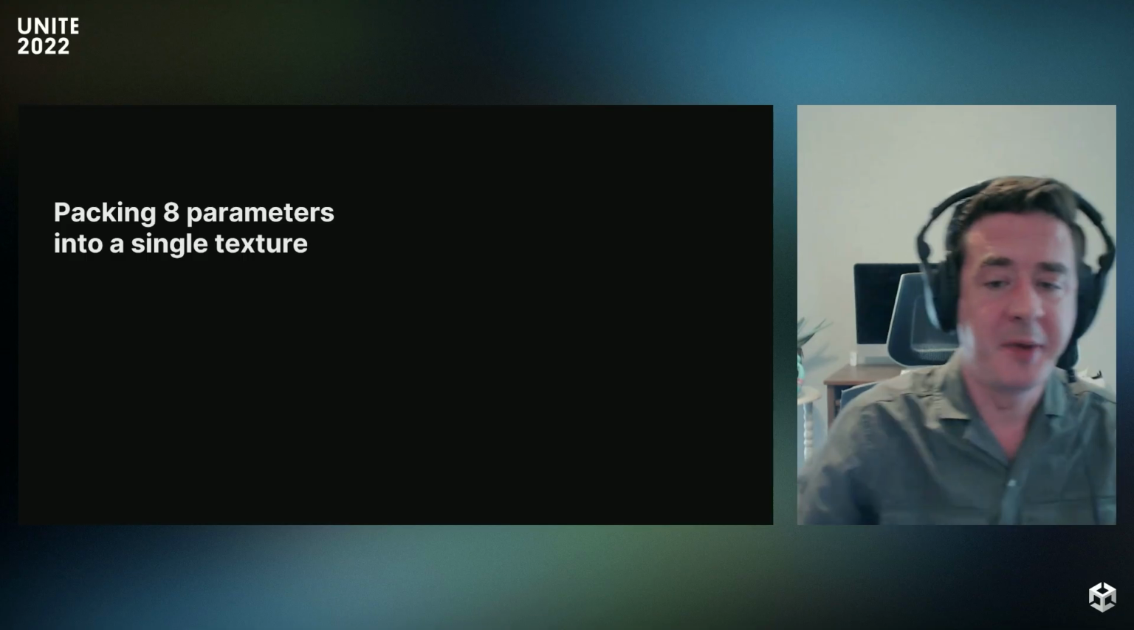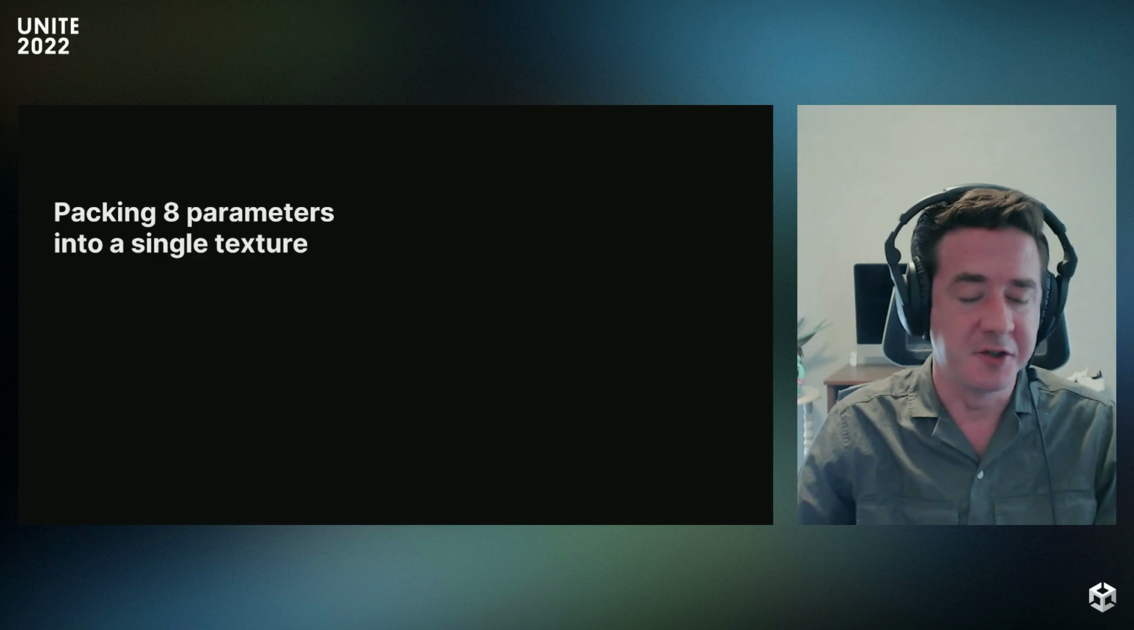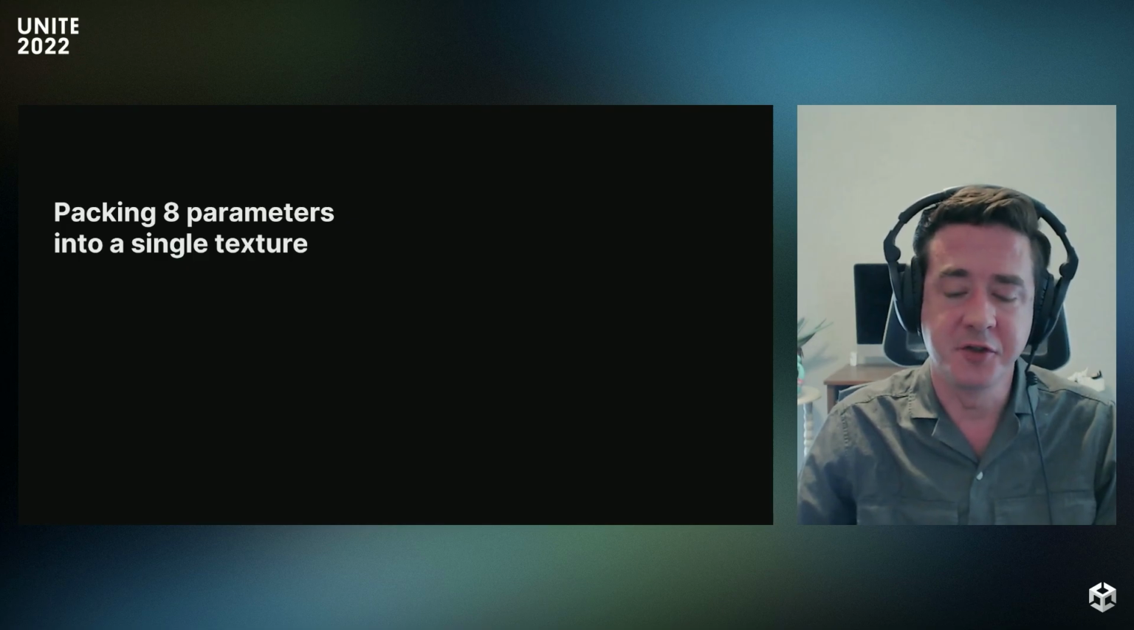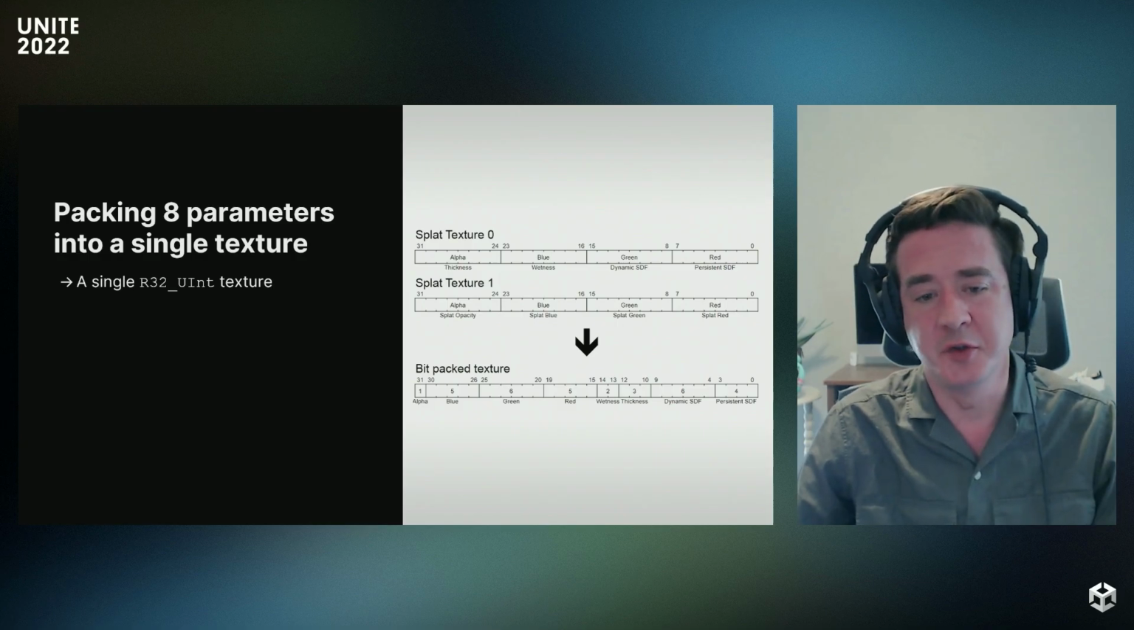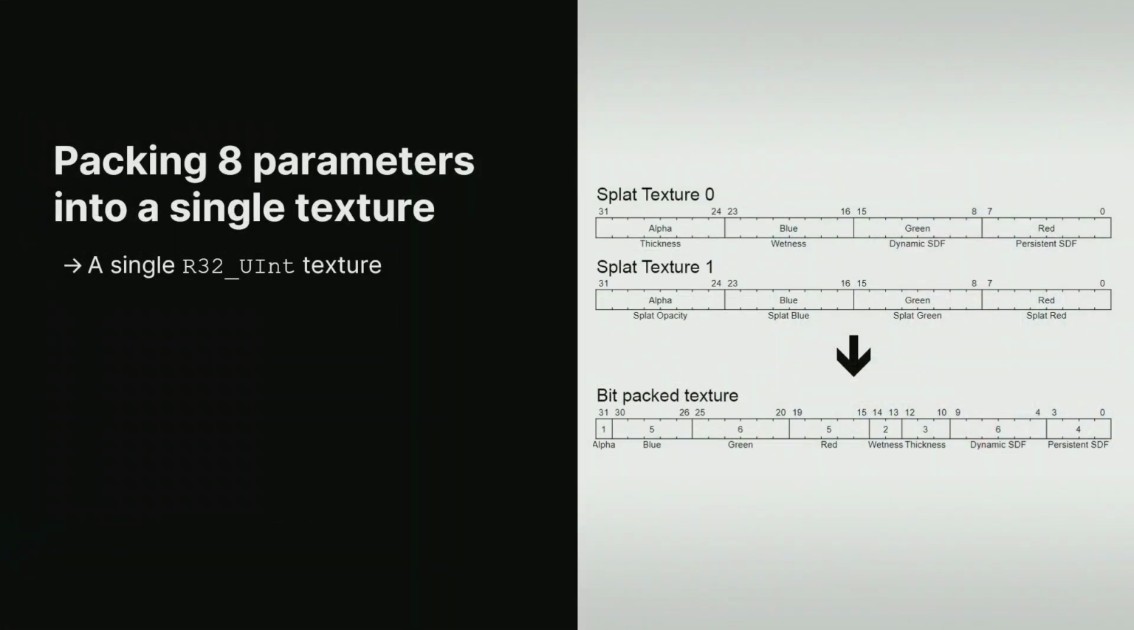So, packing 8 parameters into a single texture, because remember we wanted to try and get down from those 2 textures for our splat data to 1. What we ended up using was a single R32 unsigned integer texture. And you can see in the diagram here how we basically allocated bits within those 32 bits to all of our 8 parameters. So the persistent SDF now just uses 4 bits, the dynamic SDF uses 6, thickness uses 3, wetness uses 2, and then we use 565 for the color and a single bit for alpha.